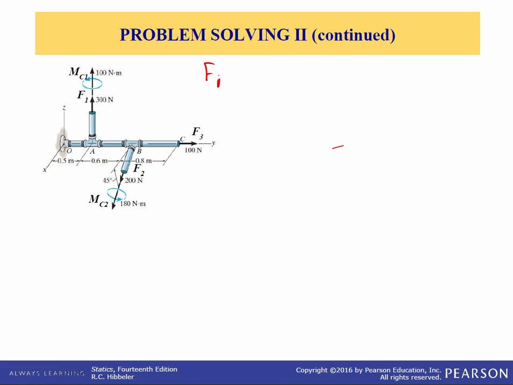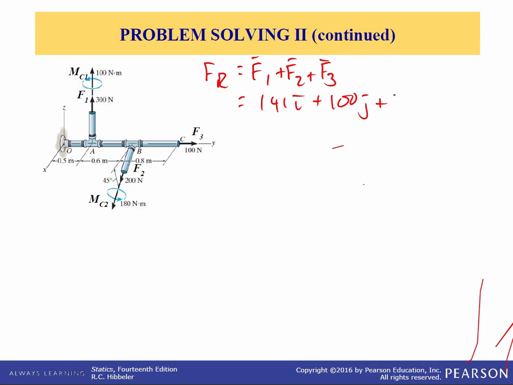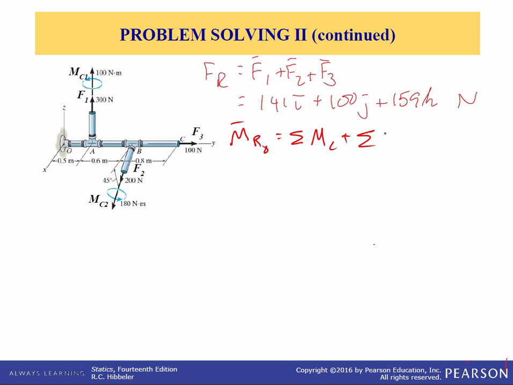So the resultant force is just the sum of all the forces. It's F1 plus F2 plus F3. And when you do all that, the resultant force comes out to be 141 i plus 100 j plus 159 k Newtons. Now the resultant moment about the point O is equal to the summation of all the couple moments plus the summation of all the R sub i's crossed with F sub i's. Now this i is an index on the summation, it's not a unit vector.